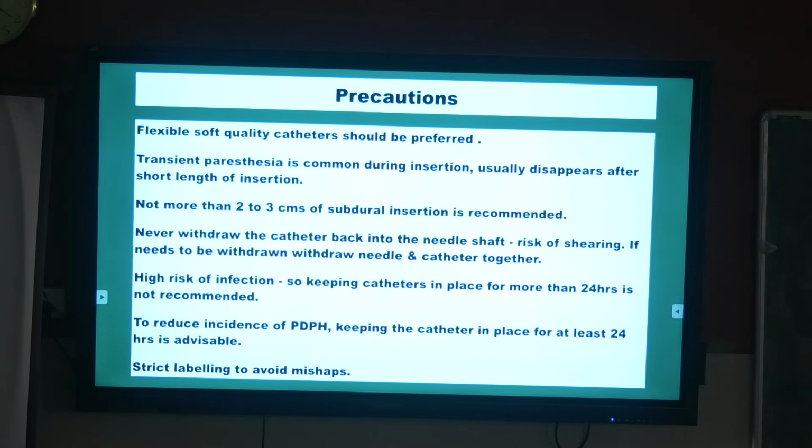Flexible soft catheter should be preferred. Transient paresthesia is common during insertion. Not more than 2 to 3 centimeters should be inserted. Never withdraw the catheter back into the needle shaft. If you want to withdraw it, withdraw the needle along with the catheter. Otherwise, the catheter may shear off.